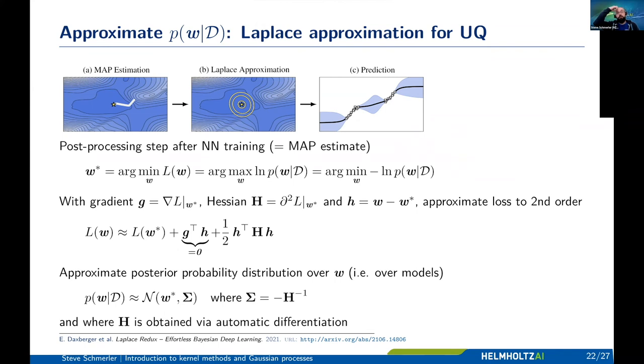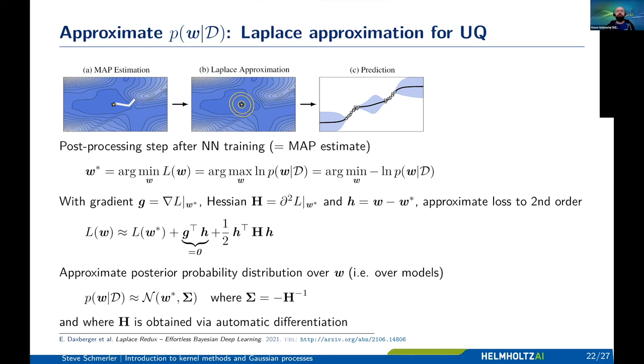And then you look at your loss landscape, and you can approximate it in the neighborhood of your minimum to second order with a Taylor expansion. And it turns out that you can write this as a Gaussian distribution over model parameters where the covariance matrix is connected to the inverse of the Hessian, which describes the local curvature, if you will. So what this means is you can construct in this way also an approximate probability distribution over model functions, and since you have a distribution now, you can extract uncertainty information from it, which is shown in the plot at the top.